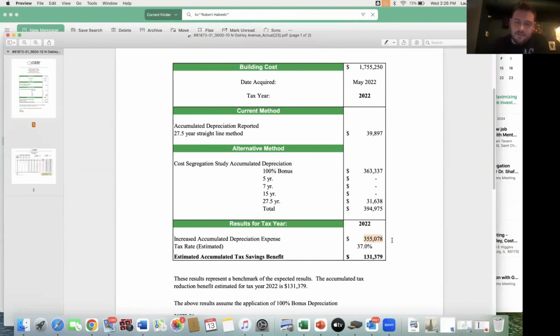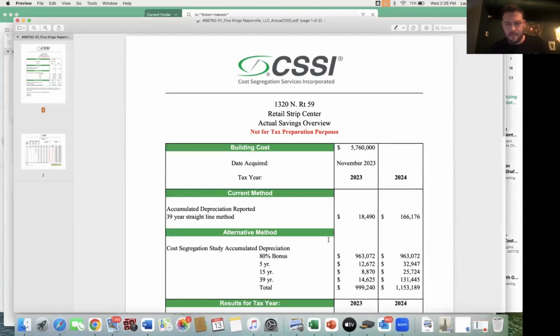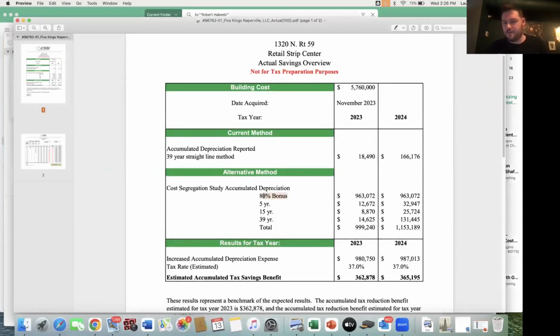What he did to ensure whoever got in office could not cut that off was he developed a step down program. So buildings acquired in 2023 get 80% bonus. Anything acquired in 2024 gets 60% bonus, 2025, 40, and then it's back to normal cost seg. They're voting this month, the Senate's voting to have retroactively any building bought in 2023 up to tax year 2026 get 100% bonus again.